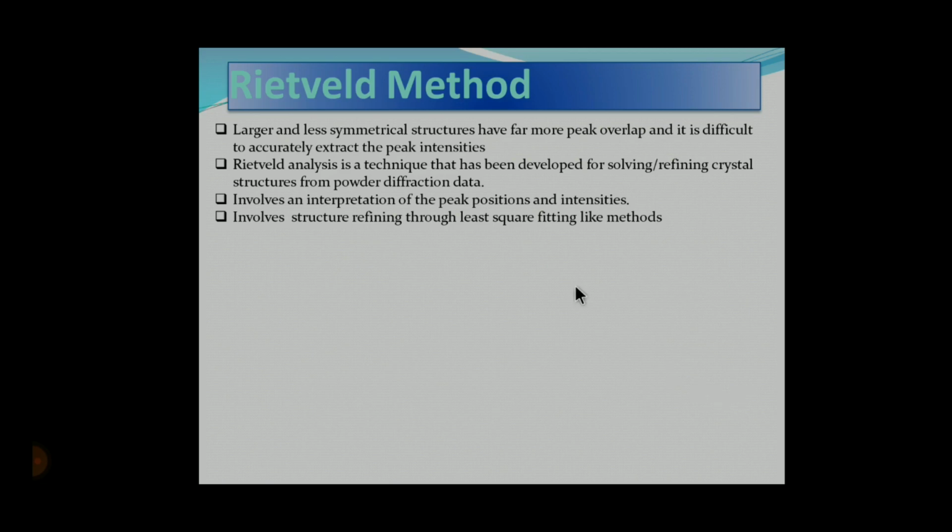Next, we'll be discussing the Rietveld method. It is used for refining the structure from this X-ray pattern, right? Larger and less symmetrical structures have more peak overlap, and it is difficult to accurately extract the peak intensities. If a material has two closely placed peaks that overlap, it is very difficult to interpret the pattern. So Rietveld analysis is a technique that has been developed for solving or refining crystal structures from powder diffraction data. As we said earlier, in the case of powder diffraction, all possible crystallized structures are being considered, so here also there is a major possibility of overlapping peaks.